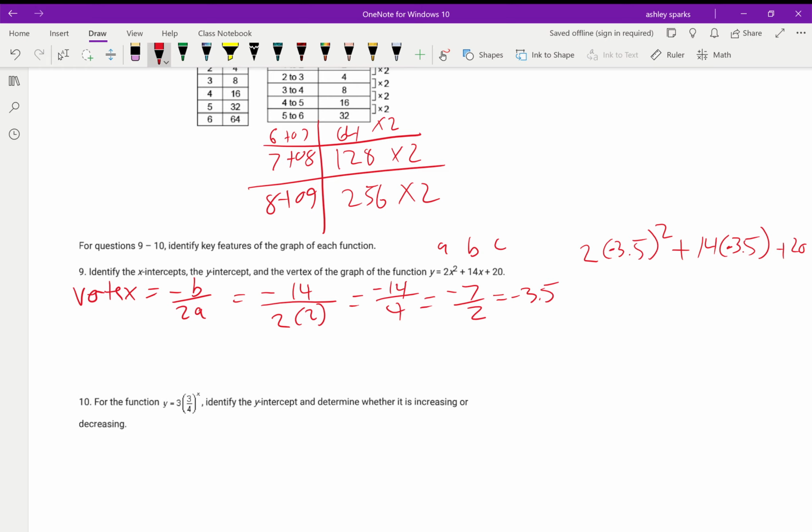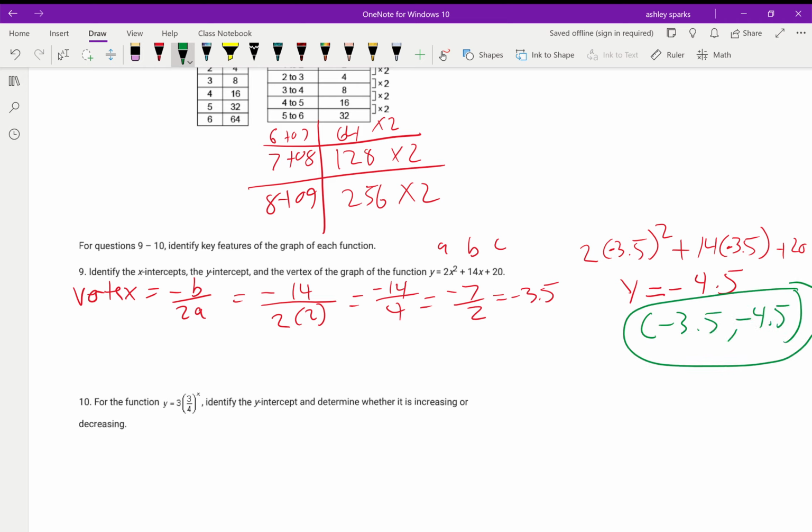And so you could enter this into a calculator, calculate it all out, and you would end up with y equal to negative 4.5. So this point would be negative 3.5 comma negative 4.5. And that would be your vertex. So that's something that I would use, since these are a lot of multiple choice, to kind of simplify my answers. Okay, to not have to do the intercepts.